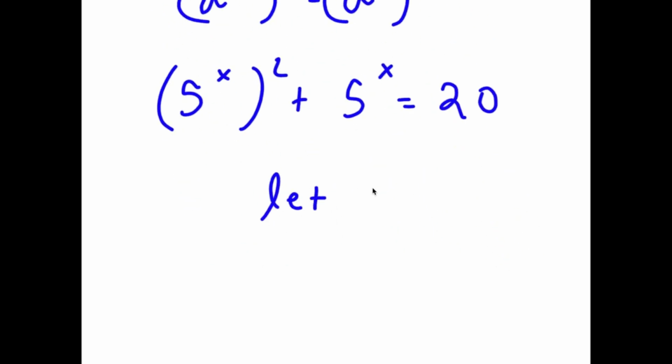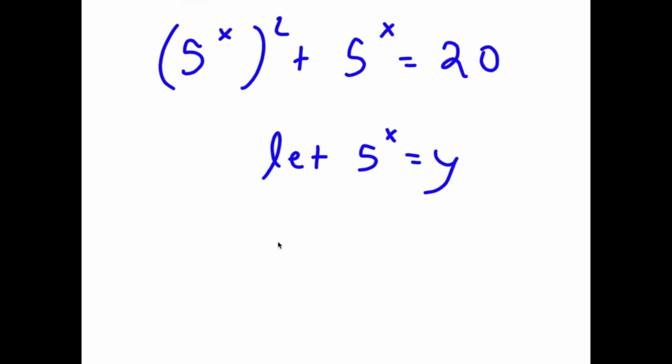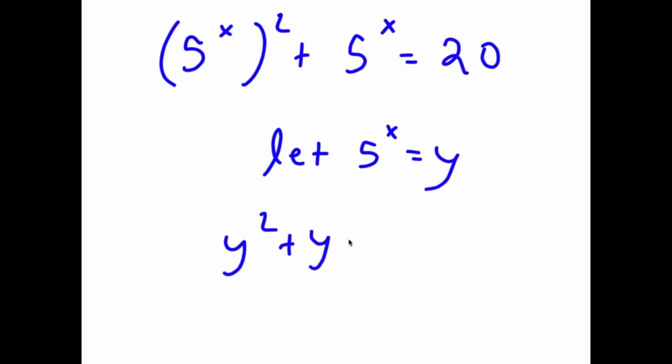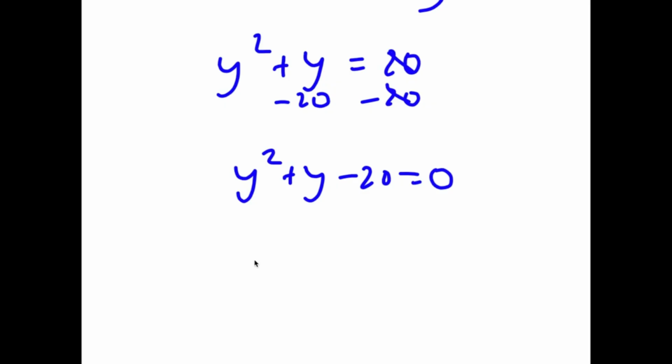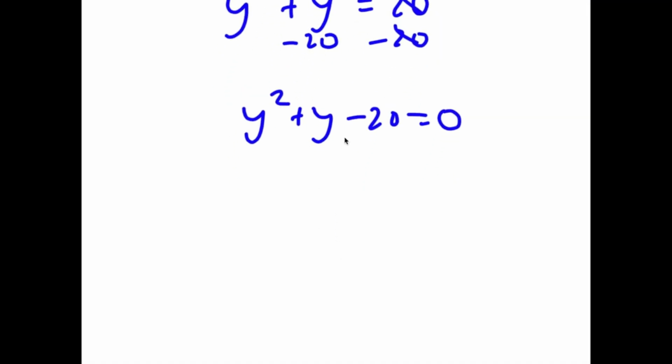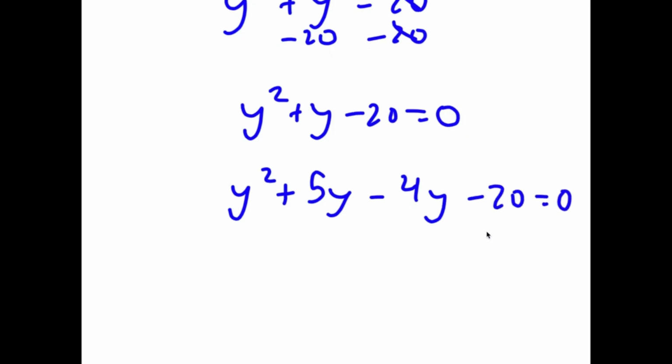Now I'm going to let 5 to the power of x equal to the variable y. So now I have y squared plus y is equal to 20. Now if I subtract 20 on both sides, I get y squared plus y minus 20 is equal to 0. Now I'm going to rewrite this as y squared plus 5y minus 4y minus 20 is equal to 0.